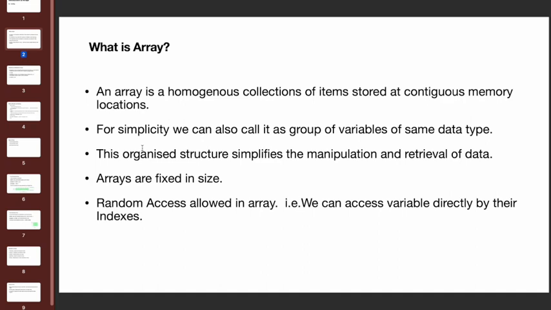An array allows us random access, through which we can directly access an element, right? Suppose we need to access the third element, we can directly go to it by its index.